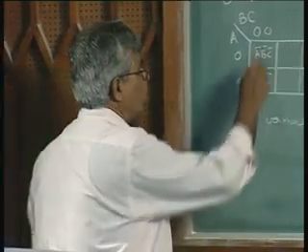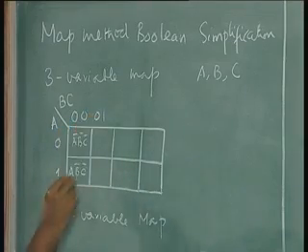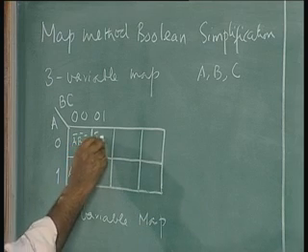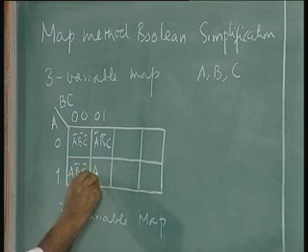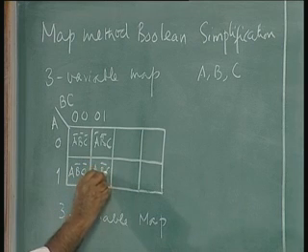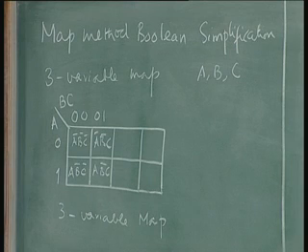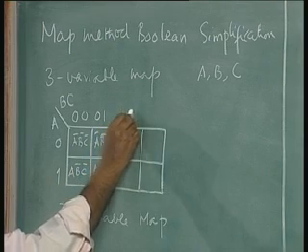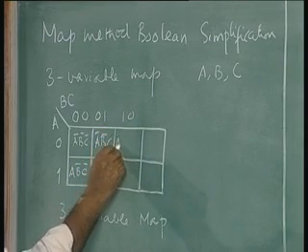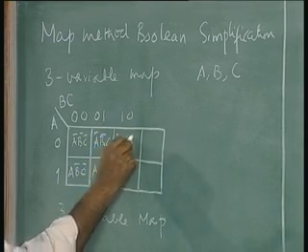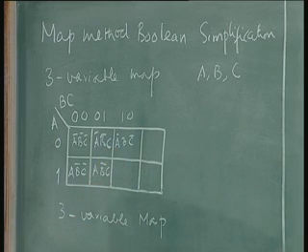Then the next one will be 0, 1 for B and C. So this will be A bar, B bar, C. This will be A, B bar, C. Now what will be the next value for BC? 1, 0 or 1, 1. But if you put 1, 0, what will happen is I have to write A bar, B, C bar. But I would like to have this adjacency rule.